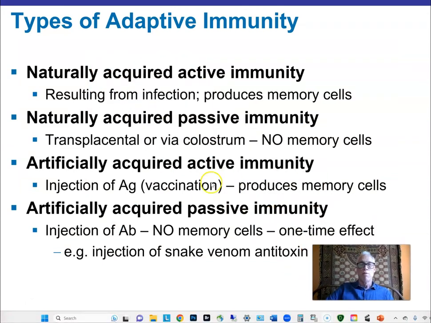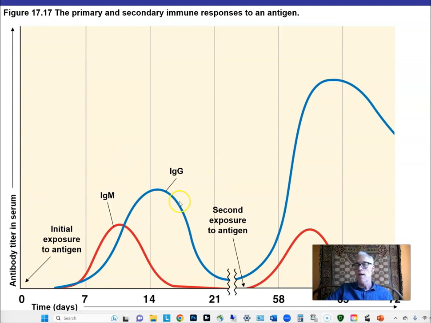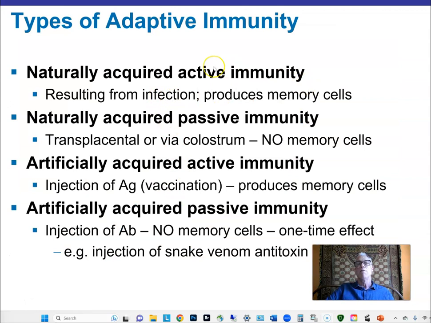So when you get exposed to an antigen, all these things happen, all those things we've been talking about all chapter long. That's called active immunity. You produce the antibodies, you produce the cytotoxic T cells, and you produce the memory cells. Naturally acquired active immunity is what happens when you get sick or you get exposed to a cold virus or whatever it might be.